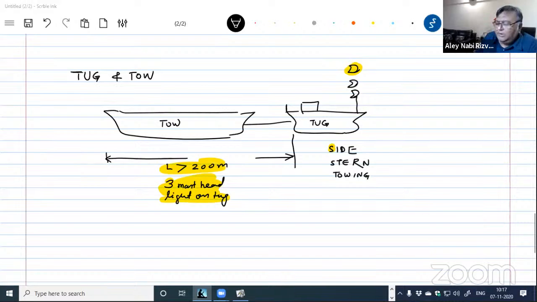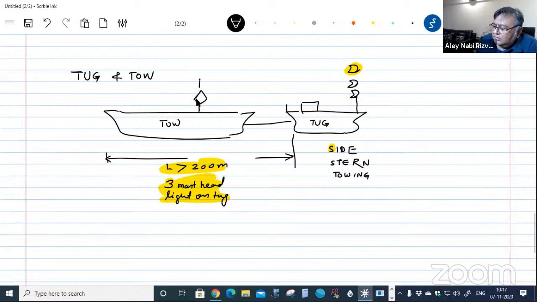Now the day shape. When the length of the tow exceeds more than 200 meter, you will have a diamond. This diamond is a day shape when the length of the tow exceeds 200 meter. Is it clear? All right. So I can see some reaction.